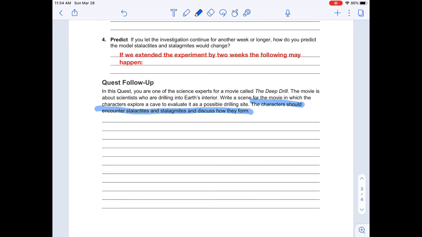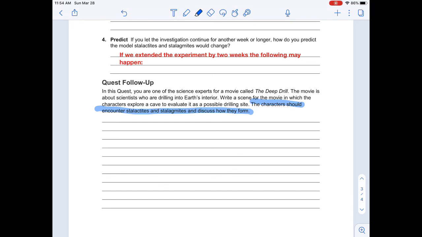So in this movie scene, you may have new characters, but you might have the characters from the last script we evaluated, which were Professor Santiago, Professor Kane, and Fran, but you're welcome to add new characters. But you should write about 4 or 5 sentences, and these should be dialogue, and your movie scene should describe exploring a cave as a possible drilling site, and they should encounter stalactites and stalagmites, and there should be a discussion about how these amazing structures formed in the cave.